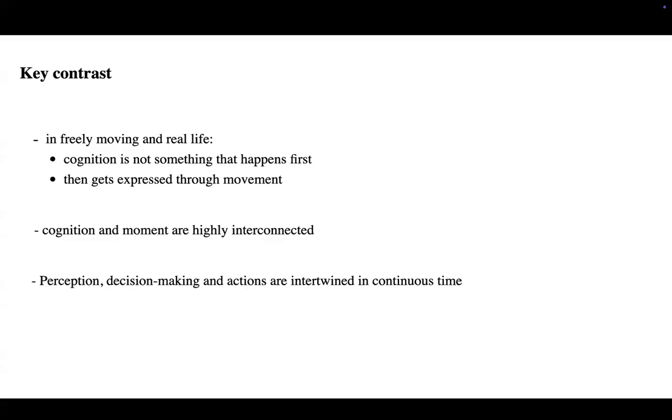So the key contrast in freely moving and real life is that cognition is not something that happens first and then gets only expressed through movement. So it's not this one-way link. But in my opinion, and also some others, obviously, it's not something that I came up with, have shown some intuitions about this and also some results that show that cognition and movements are actually highly interconnected, and perception, decision making, and actions are intertwined in continuous time.